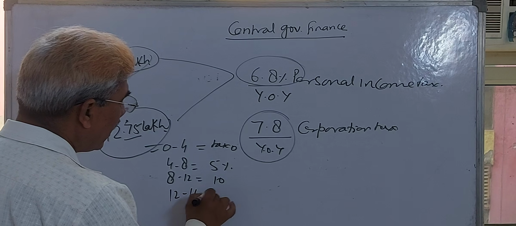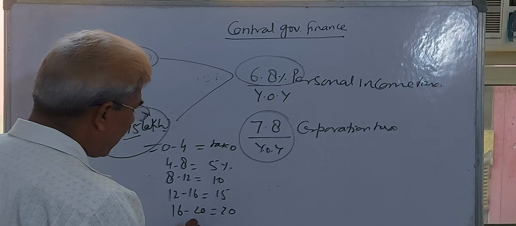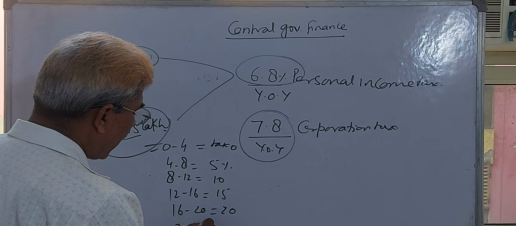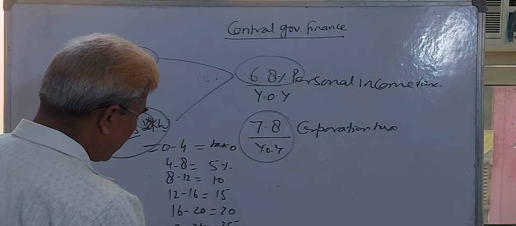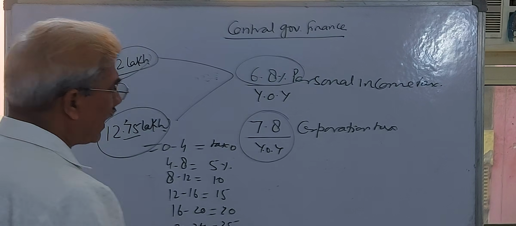12 to 16 lakh, tax liability is 15%. 16 to 20 lakh, tax liability is 20%. 20 to 24 lakh, tax liability is 25%. More than 24 lakh, tax liability is a 30% flat rate.